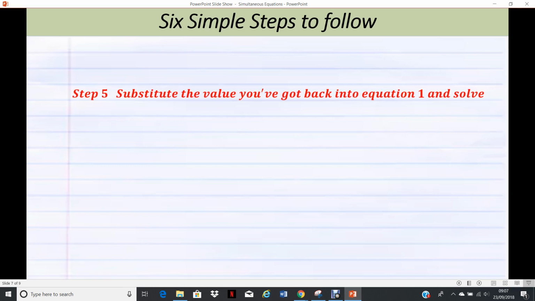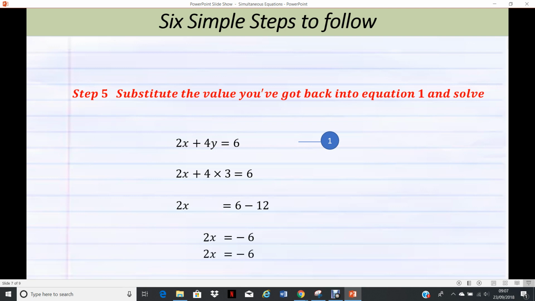Step 5 is to substitute the values we've got back into equation 1 and solve. Well, equation 1 is 2x plus 4y equals 6, so we need to substitute into our equation the value of y equals 3, and this produces the equation 2x plus 12 equals 6, or if we take the 12 over the equal sign, it becomes 2x equals minus 6, or x equals minus 3.